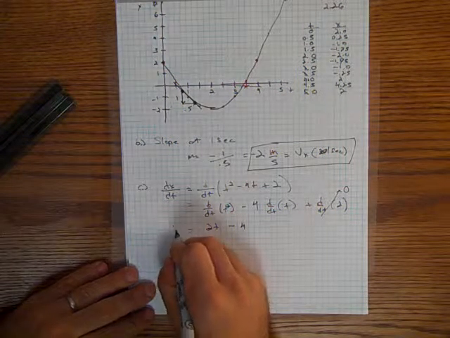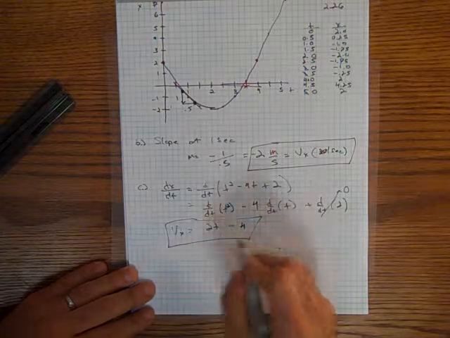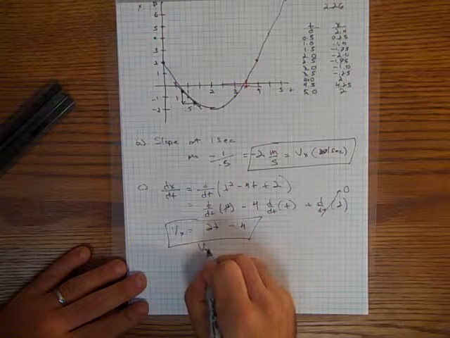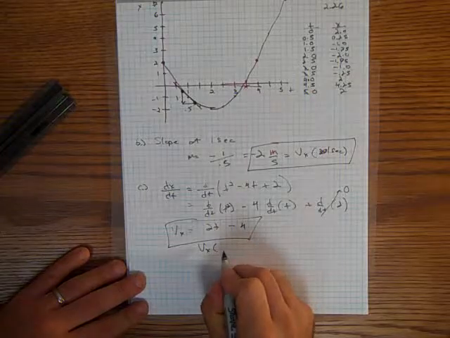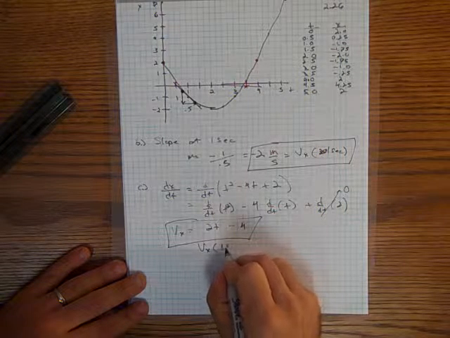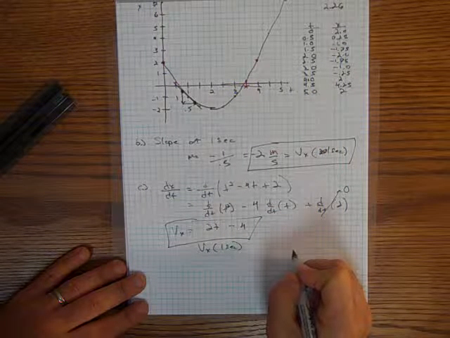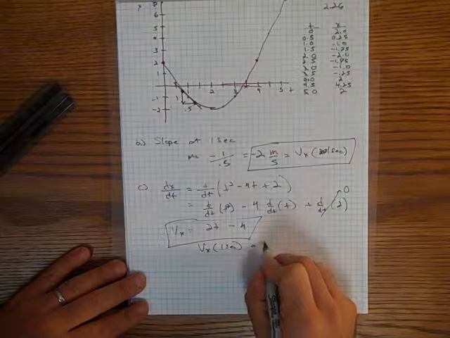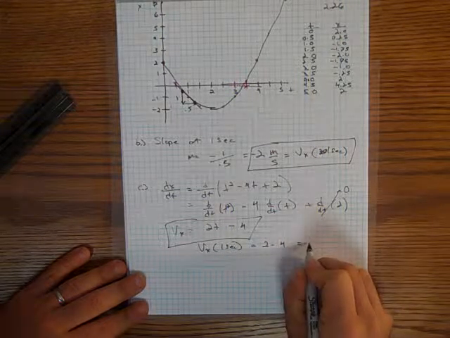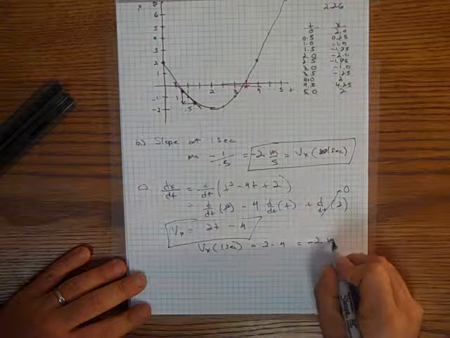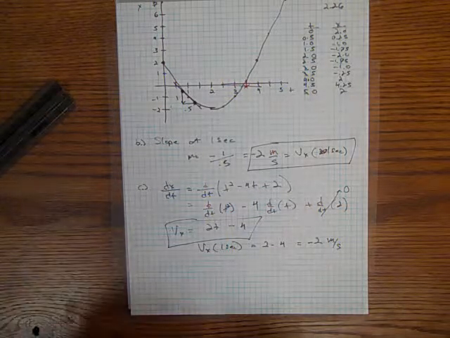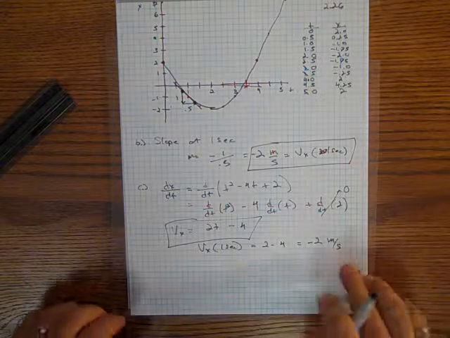So this is my expression for the velocity as a function of time. When I plug in t equal to 1 second into the expression for Vx, I get 2 minus 4, which is minus 2 meters per second, which is what I found before. Good, so that looks pretty good.